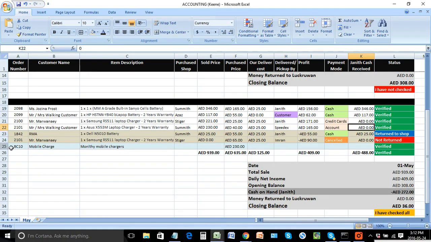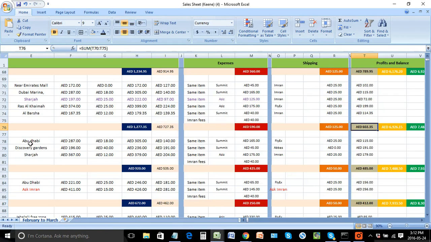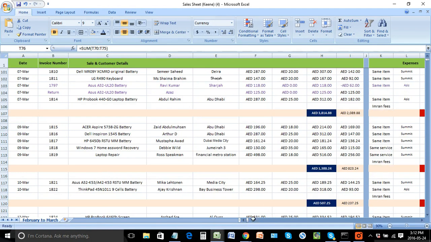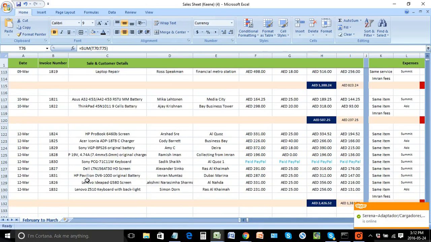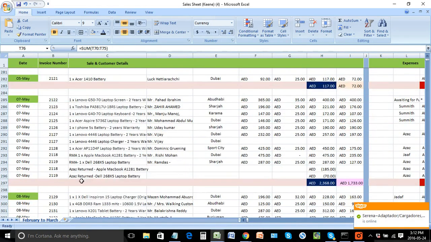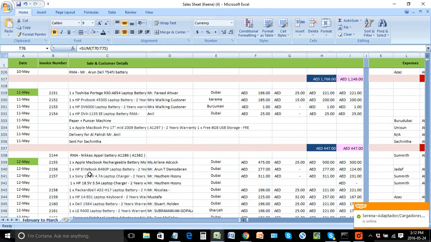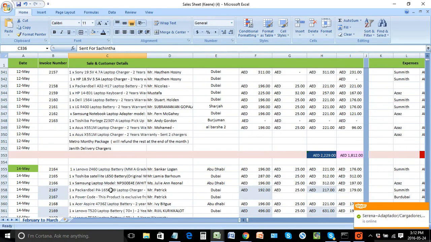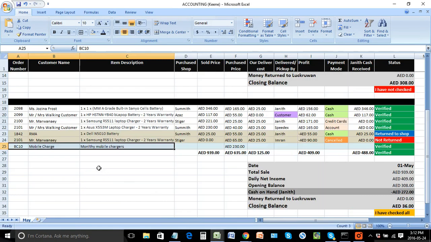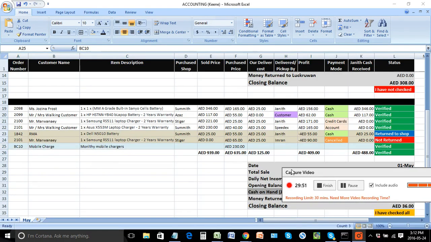And finally, if it's expenses that don't belong to a deal, like a mobile charge, in this sheet you have plenty of charges like that. Obviously I saw some expenses like sent for Sacenta, metro package, and so forth. It has to be in blue color. As I said, it has to be in blue color.